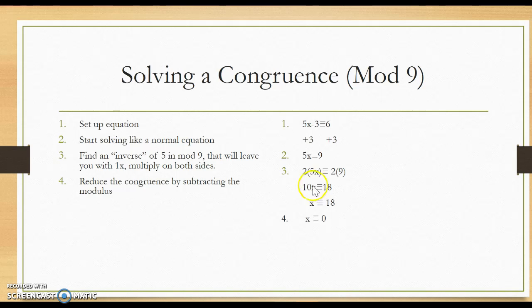In this case, if we multiply 5x on the left side of the congruence by 2, we will end up with 10x, which, as you know, is congruent to x. On the right side, however, we also must multiply the equation by 2. So that leaves us with 10x is congruent to 18. And as you are aware, the next step will be to reduce the congruence by subtracting the modulus from either side, which is shown in this step right here when I subtracted 9 from the left and I will subtract 2 times 9 from the right on this step here. And this leaves us with x is congruent to 0.